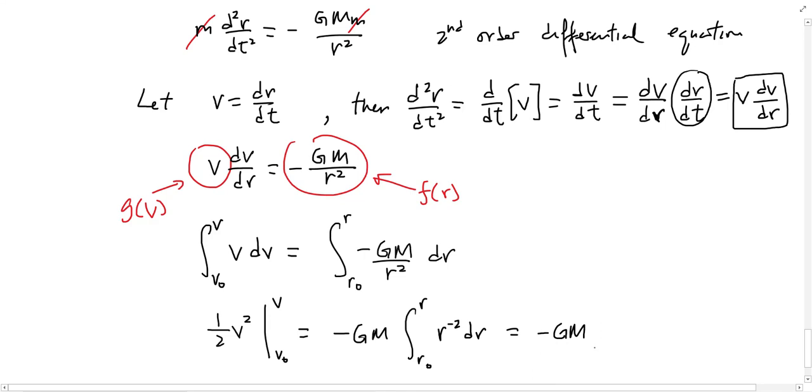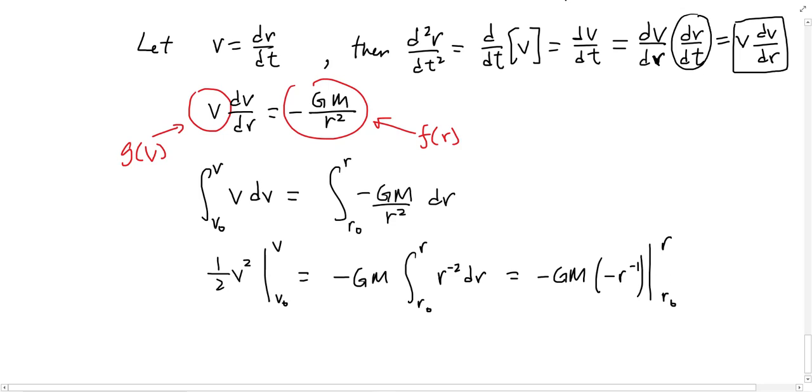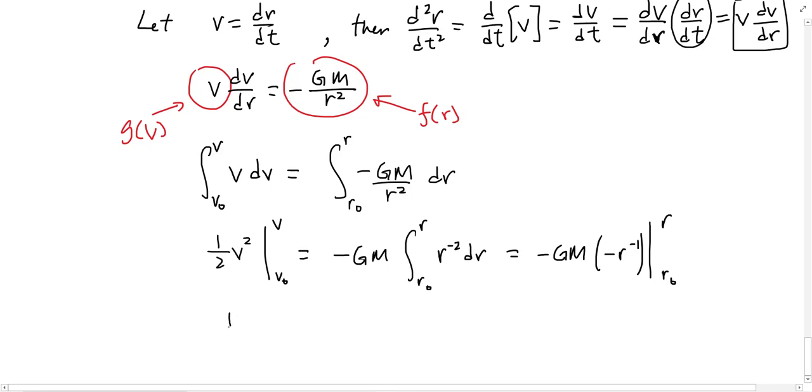Integral of r to the negative 2 is negative 1 r to the negative 1. So therefore it becomes just negative r to the negative 1, evaluated from r sub 0 to r. So therefore, if I now plug everything in, I will have 1/2 v squared minus 1/2 v sub 0 squared equal to negative GM times this thing right here.